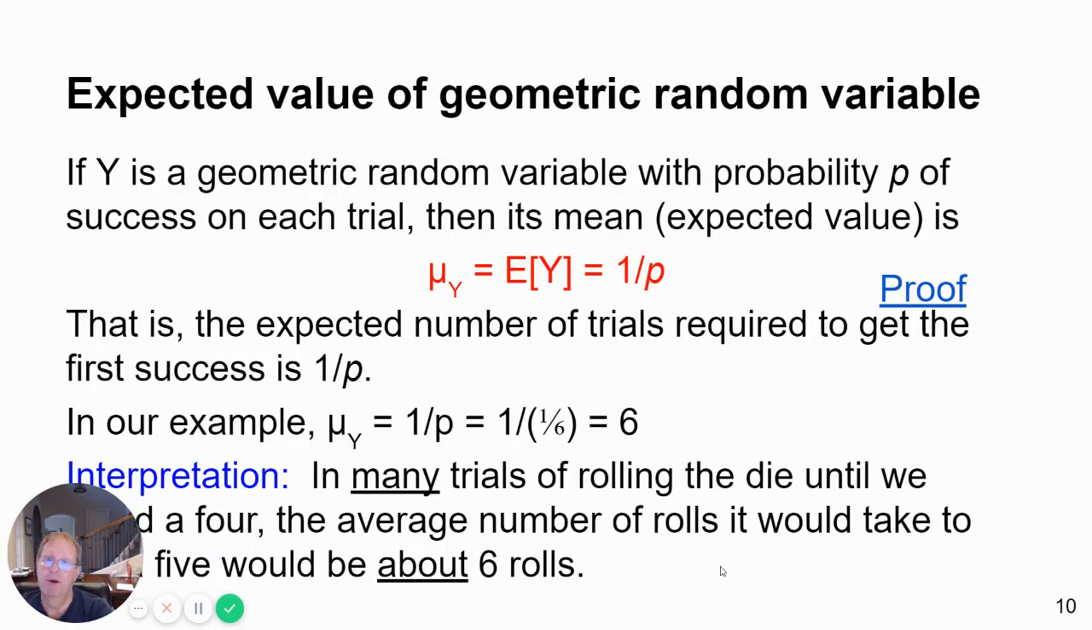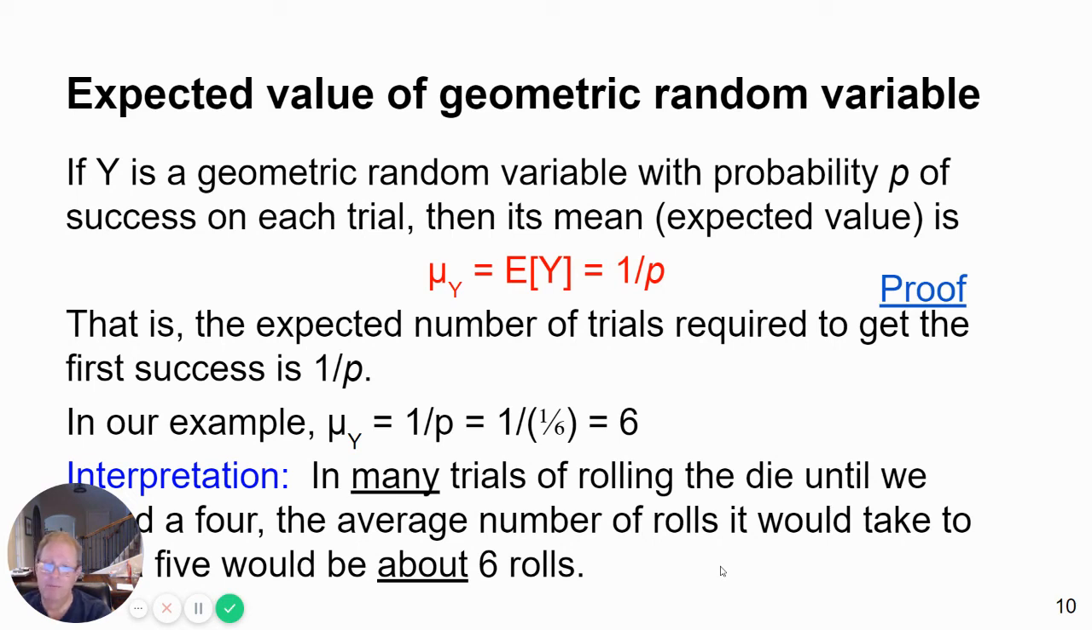Now, I want to talk a little bit about the mean and standard deviation of the geometric random variable. If y is a geometric random variable with probability p of success in each trial, then the mean or expected value is 1 divided by p. And if you click on that link, it'll take you to a proof. That is, the expected number of trials required to get to the first success is 1 divided by p.